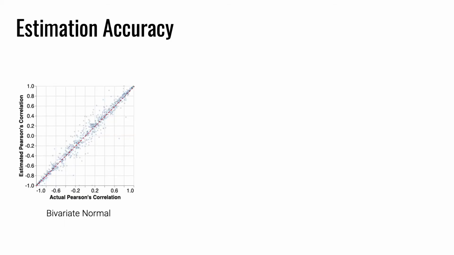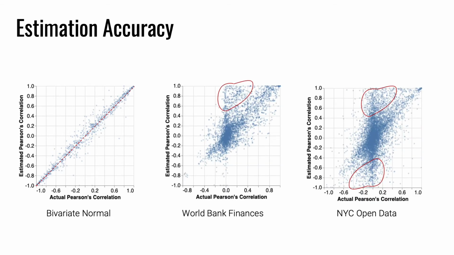To evaluate the accuracy of our sketches, we performed experiments using both synthetic and real data. This scatterplot shows the actual Pearson's correlation on the x-axis versus the correlation sketch estimates on the y-axis. Here, we can see that for data that follows a bivariate normal distribution, the errors are small and the estimates are concentrated around their true values in the diagonal. When we look at real-world datasets, which typically come from unknown data distributions, the estimates have a much higher variance.